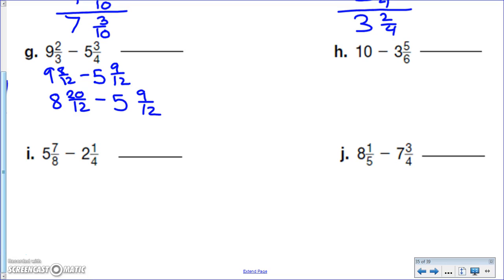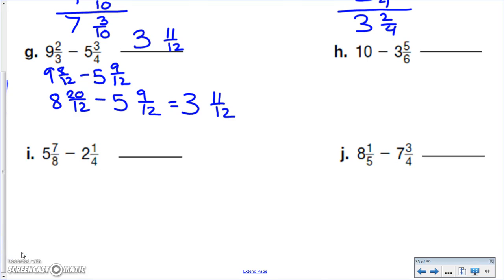Now we're going to subtract the whole numbers. 8 minus 5 is 3. And 20/12 minus 9/12 is 11/12. So our answer is 3 and 11/12, and that cannot be simplified any further, so it stays as it is.